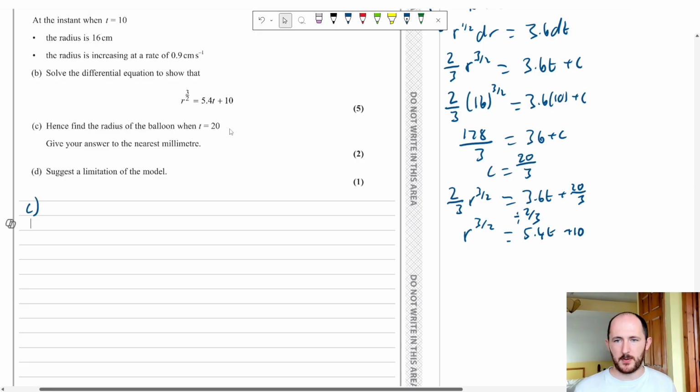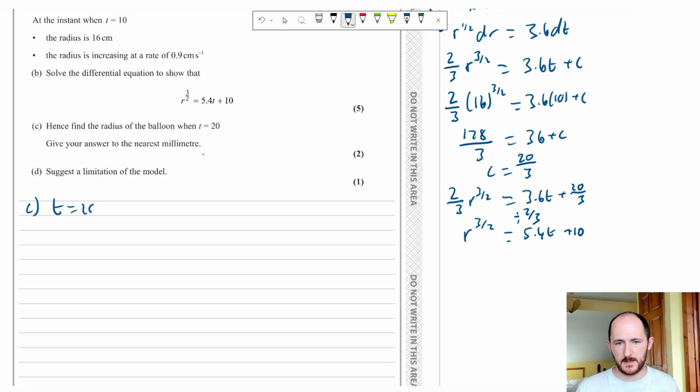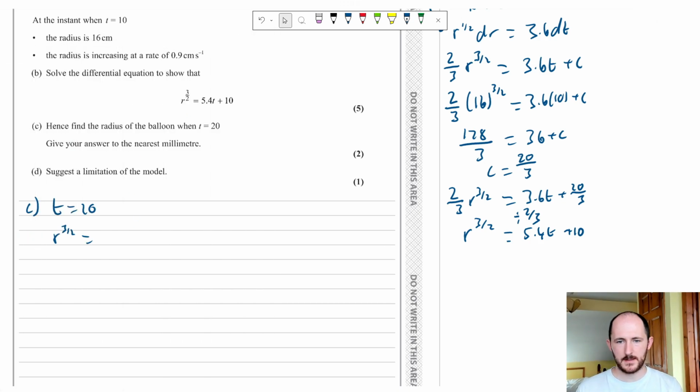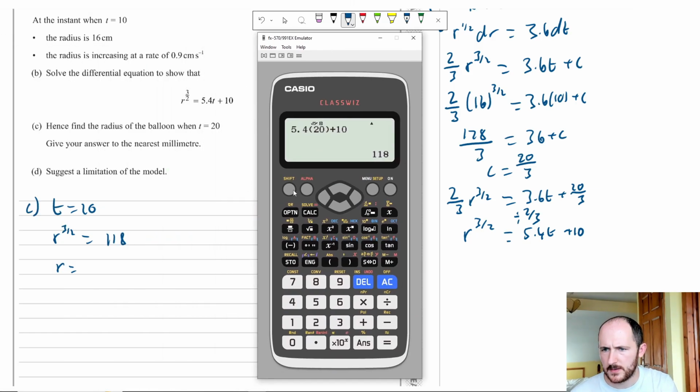Part C, hence find the radius of the balloon when t equals 20. Give it to the nearest millimetre. So we're going to sub in t equals 20. We get r to the 3 over 2 equals something. So we get 5.4 times 20 plus 10, which is 118. Then to find r, we're just going to cube root this and then square it. So cube root, answer squared, 24. So nearest millimetre. What is r in? It's in centimetres. So that would be to the nearest tenth of a centimetre. So 24.1 centimetres.